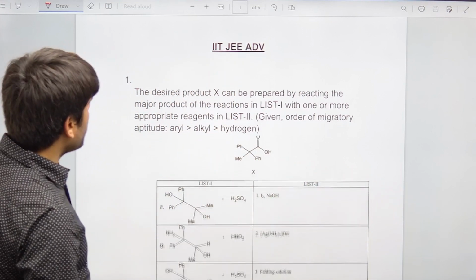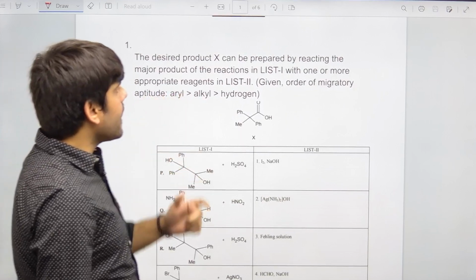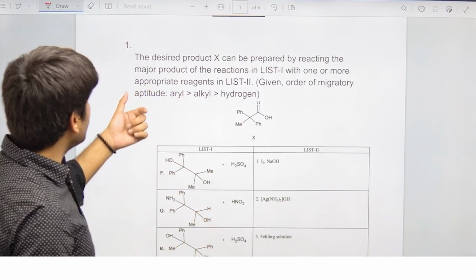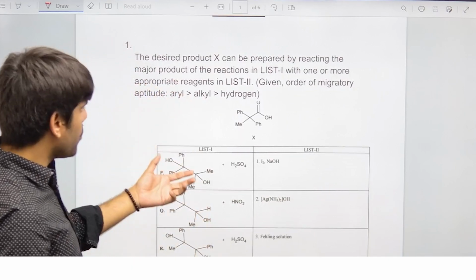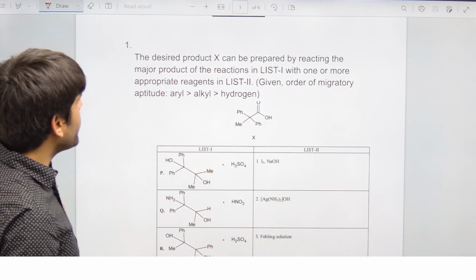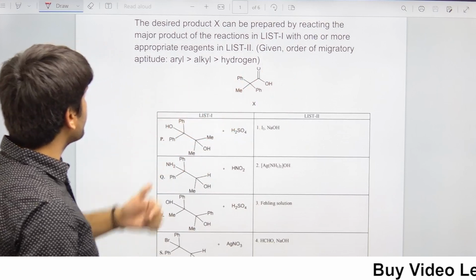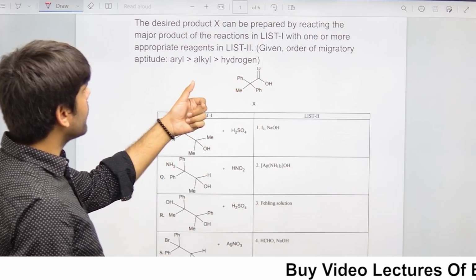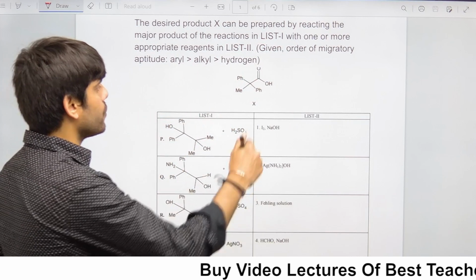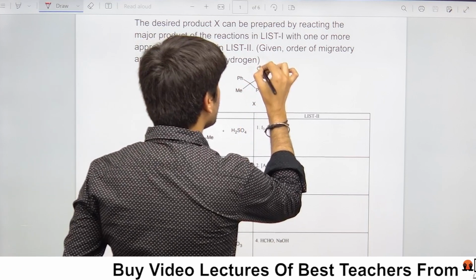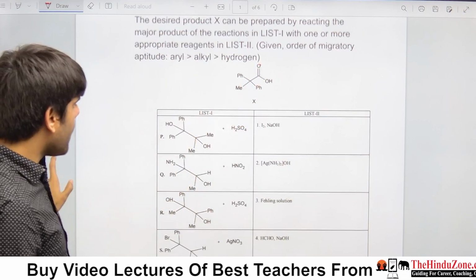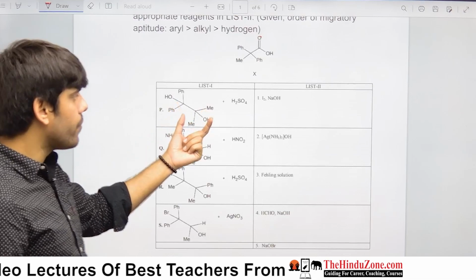The first problem is: the desired product X can be prepared by reacting the major product of the reactions in list 1 with one or more appropriate reagents in list 2, given the order of migratory aptitude, that is aryl more than alkyl and hydrogen. So basically this is the desired product, and in list 1 we have a set of reactions.